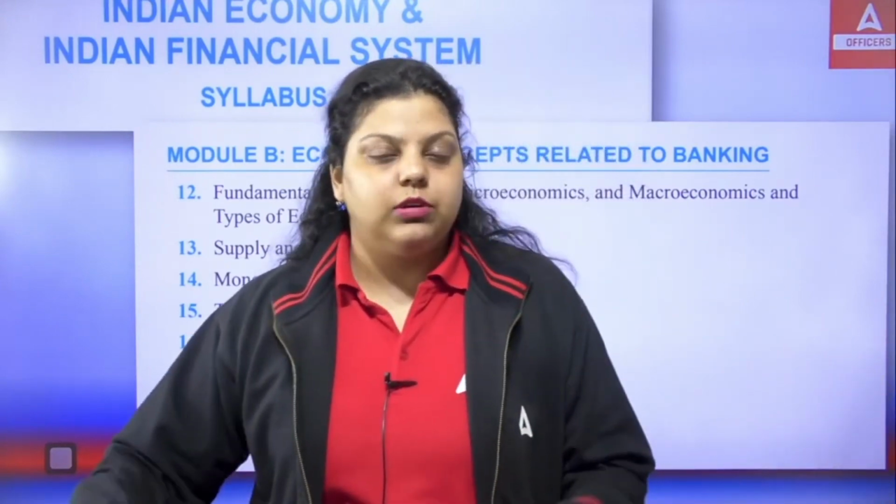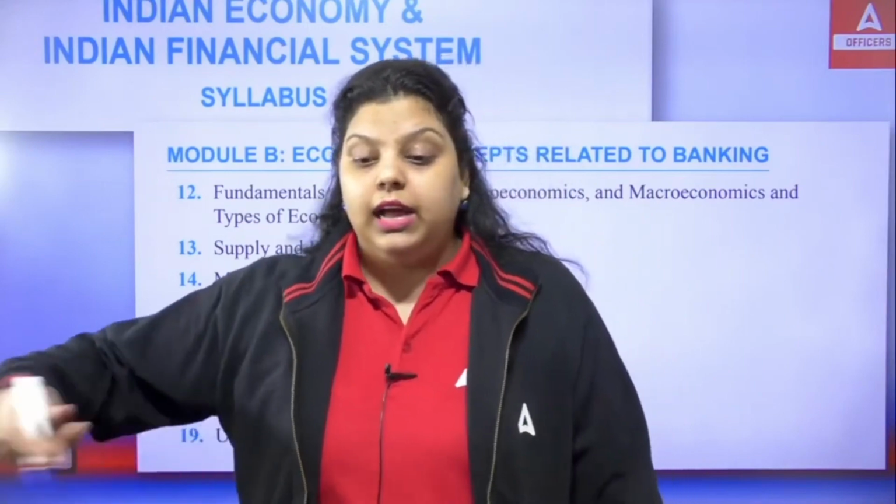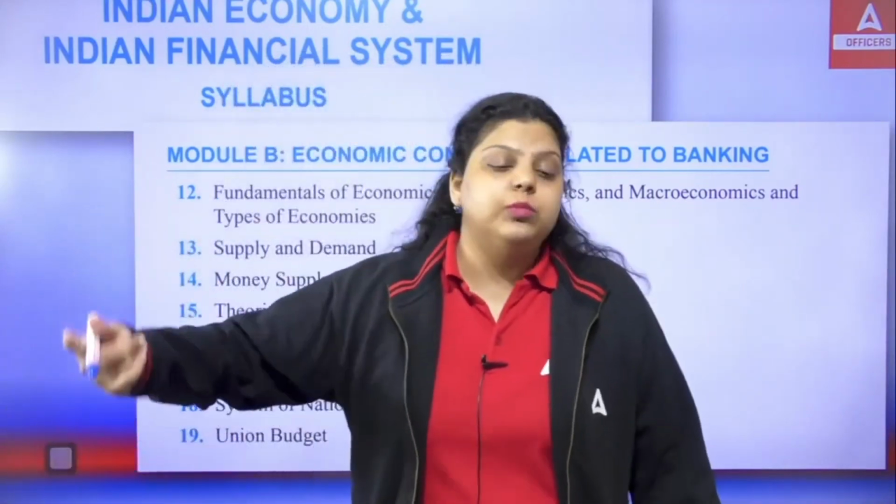And these 6 members will decide whether the policy rate has to be increased, decreased, or kept stable and unchanged. It should be constant in the upcoming 2 months. This whole decision will be taken by these 6 members. And as you know, it's a bi-monthly review. Every 2 months this can be done. Okay, this is the monetary policy.